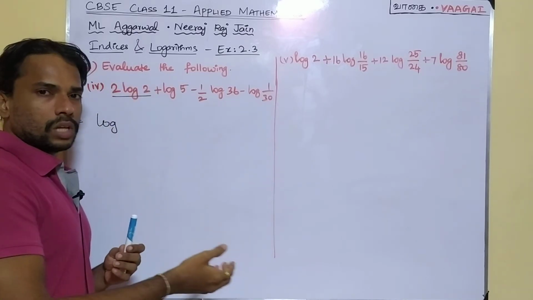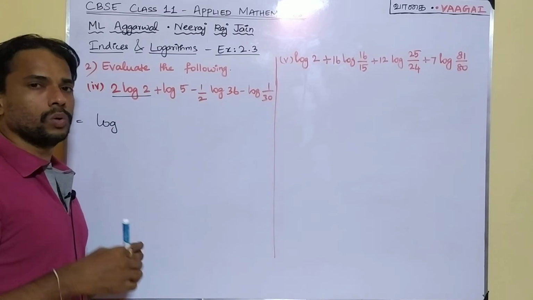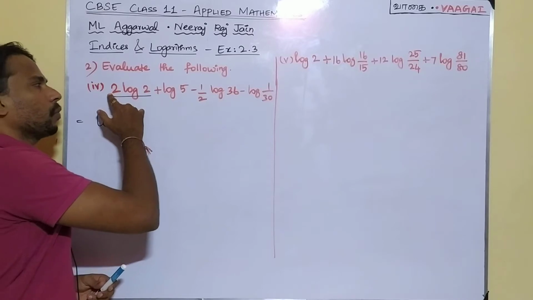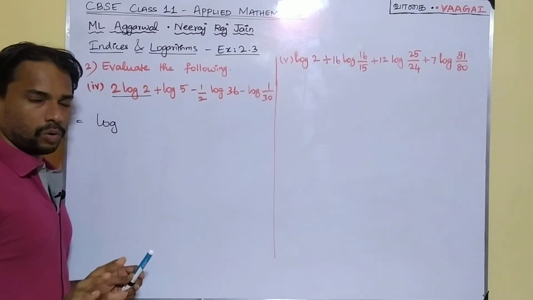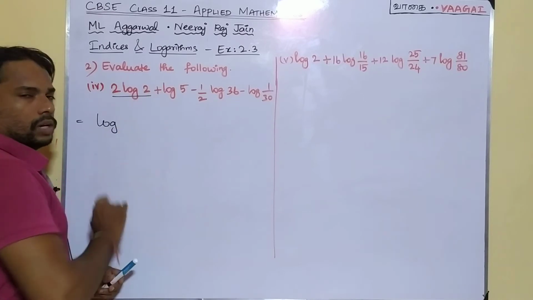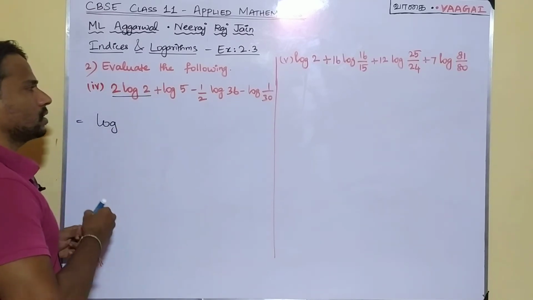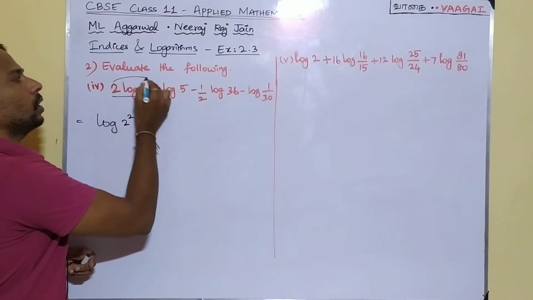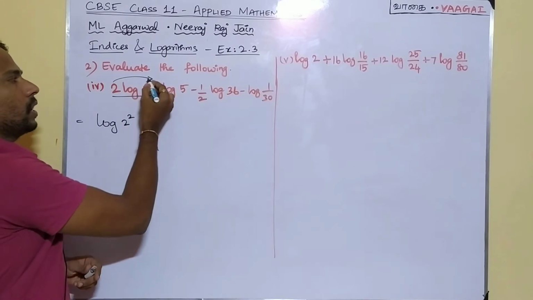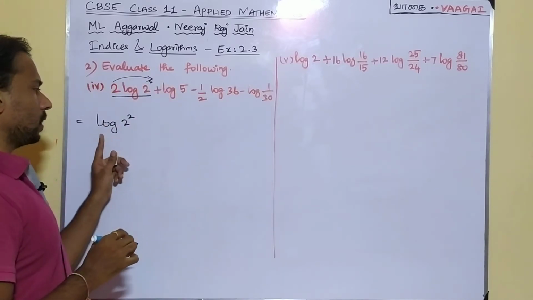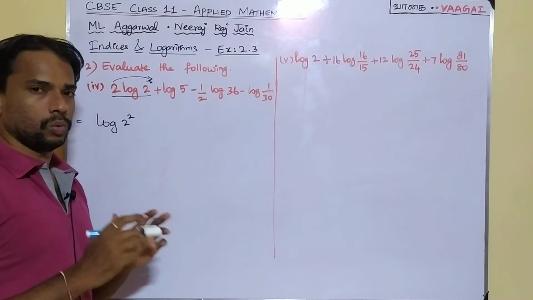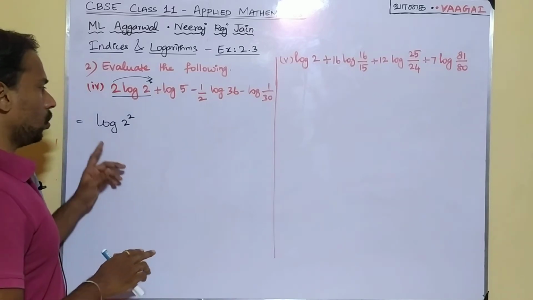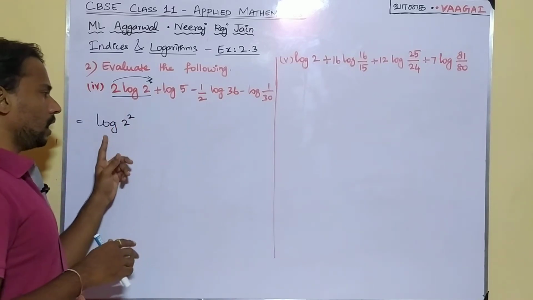Now we are going to use the reverse way. Same power rule, in the reverse way. I'm going to take this value which is in the front and take it to the power. Able to understand this? I have 2 log 2 here. I'm going to write this as log 2 to the power 2. That is, this 2 will go to the power position. So this becomes log of 2 square. I hope you are able to understand this. So the power rule is what I'm using, and now this term became log 2 square.